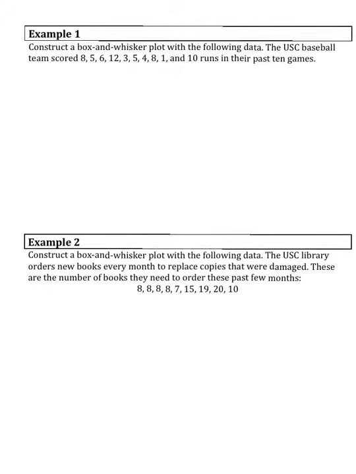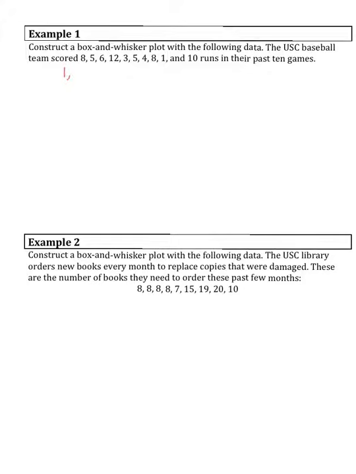Okay, so let's look at example 1. Construct a box and whisker plot with the following data. The USC baseball team scored these amount of runs in their past 10 games. Okay, so step number 1, what did I say? First, you need to order these numbers from least to greatest. All right, so I'm going to put them in order here.